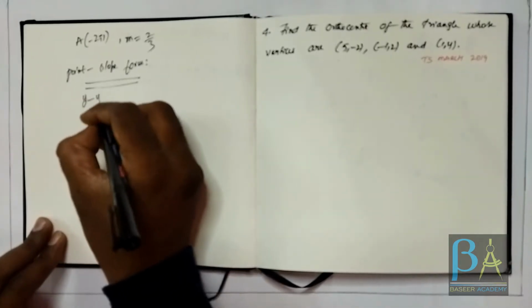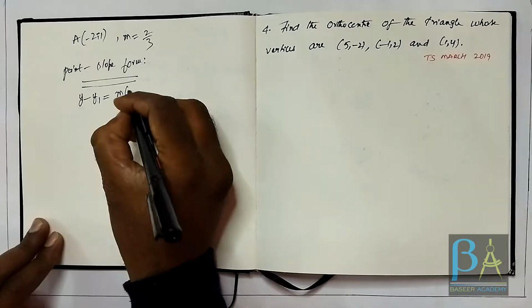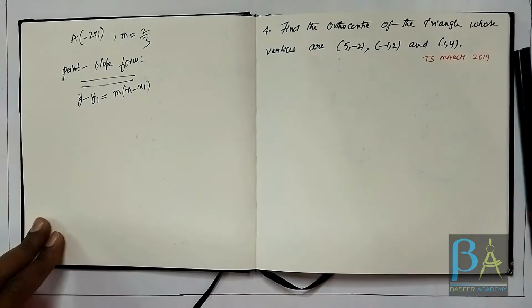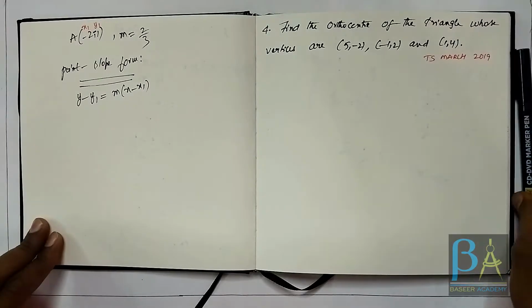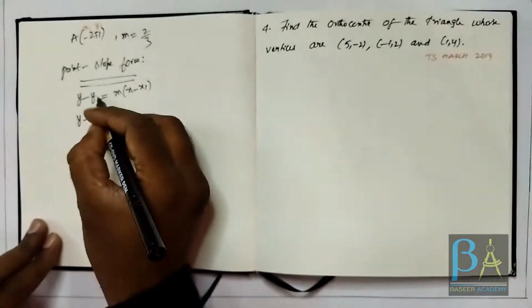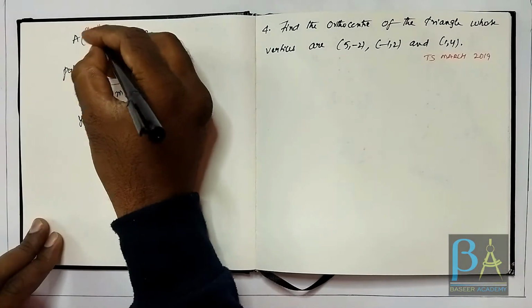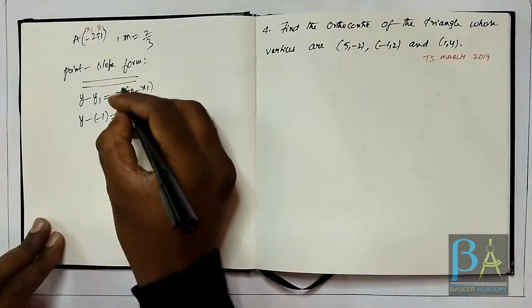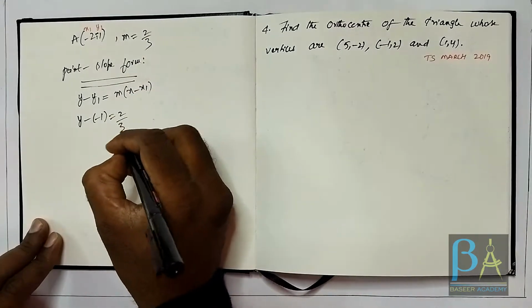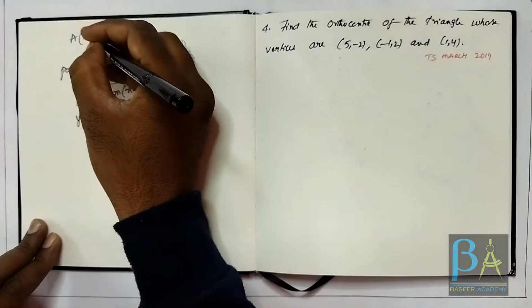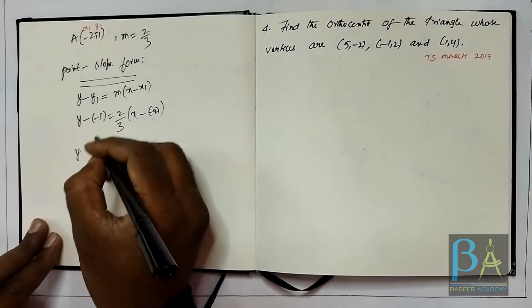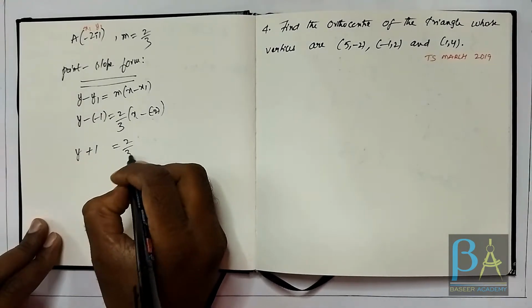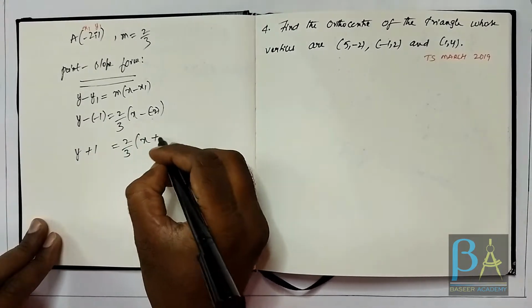It is nothing but y minus y1 is equal to m into x minus x1, where this point is x1, y1. So let me substitute here. In place of y1, I'm going to substitute minus 1. M is the slope, which is 2 by 3. X minus x1, in place of x1 I'm going to write minus 2. Now y, minus into minus is plus, 2 by 3 into x, minus into minus is plus.